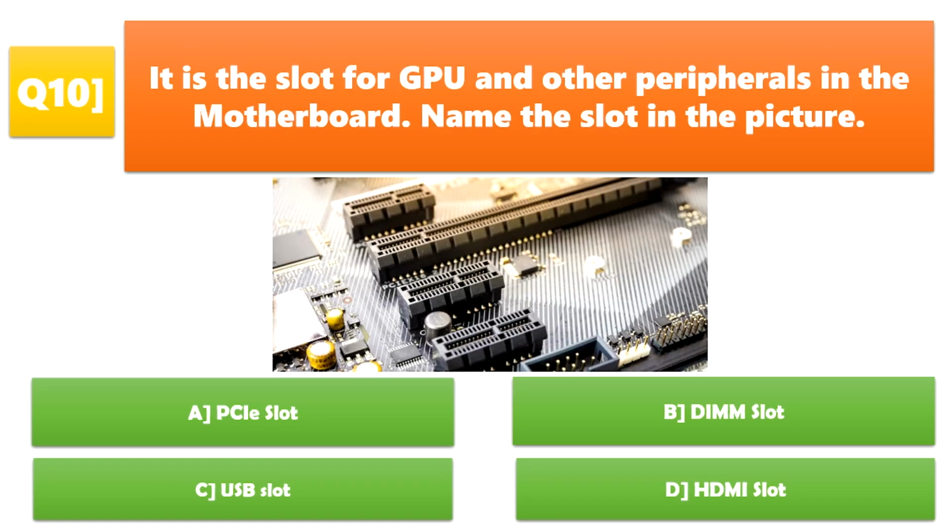It is the slot for GPU and other peripherals in the motherboard. Name the slot in the picture. A. PCIe slot, B. DIMM slot, C. USB slot, D. HDMI slot. A. PCIe slot is the correct answer.